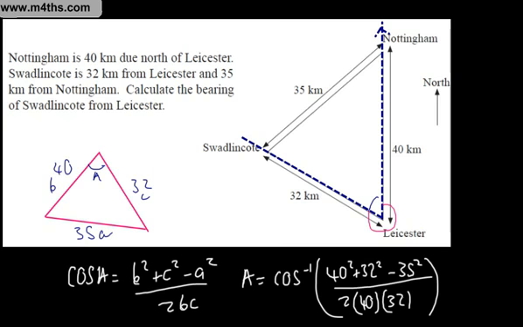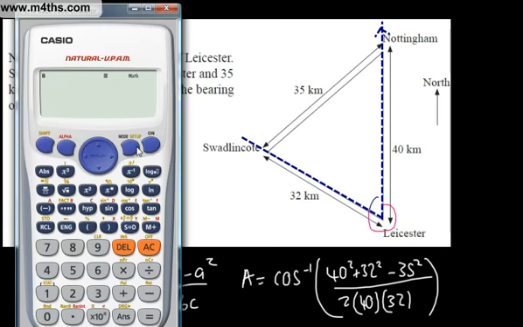So in a calculator, again, we can do this in one go and keep it accurate. We're in degrees. So 360 minus cos to the negative 1, so shift cos, of 40 squared plus 32 squared minus 35 squared all over 2 lots of, and again, how you use brackets is up to you on this, 32. And this will give us our exact answer. And the bearing is going to be 303.12 degrees.